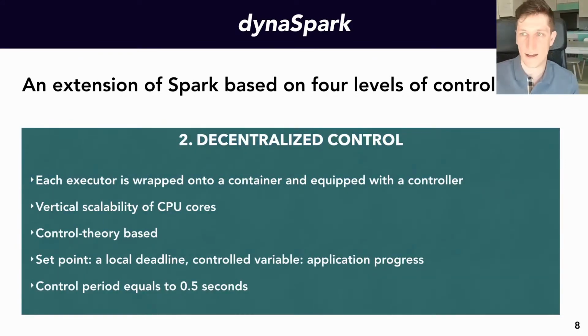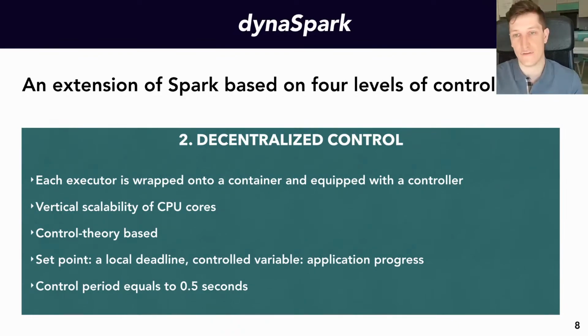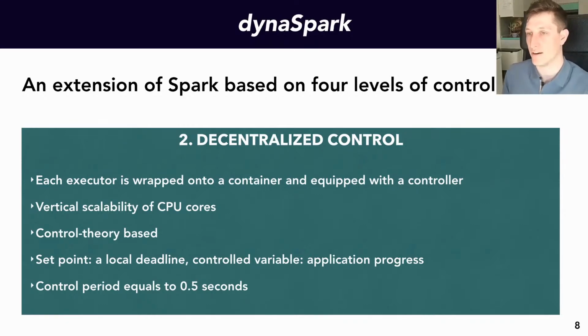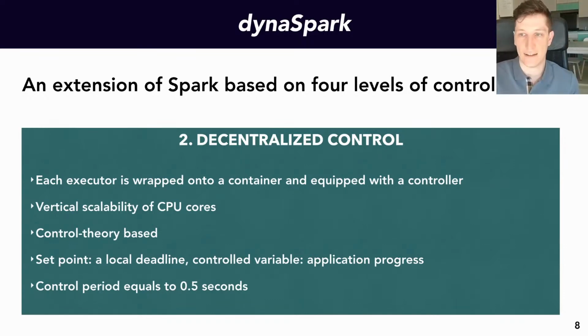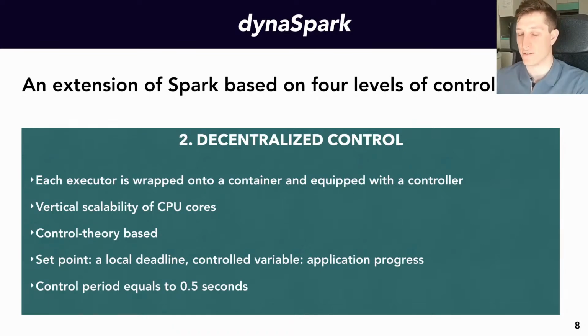Second, we have a decentralized layer of control, which is installed in each worker. In fact, each executor is wrapped in a container, let's say a Docker container, and equipped with a controller, which is based on control theory. We use this controller to vertically scale the CPU cores allocated to each executor. The set point of the controller is the local deadline. And the control is carried out using the application progress as a reference. The control period is 0.5 seconds, so it's very fast.